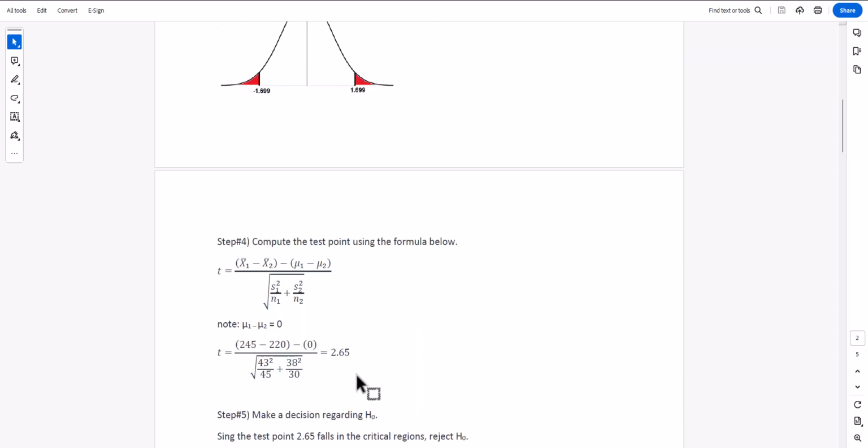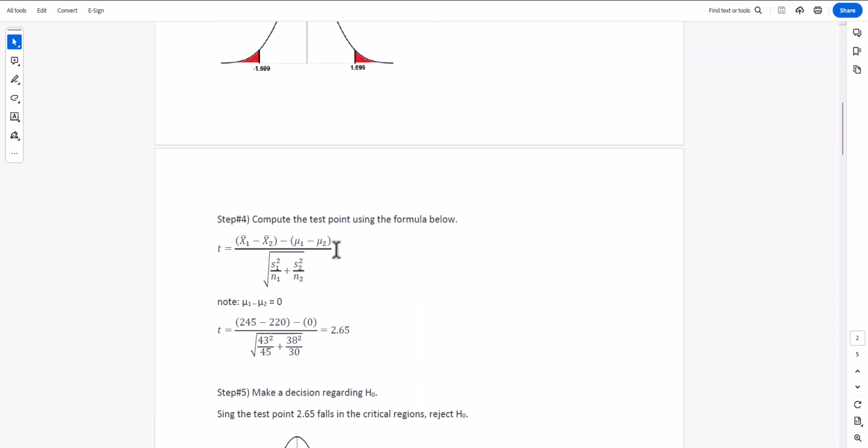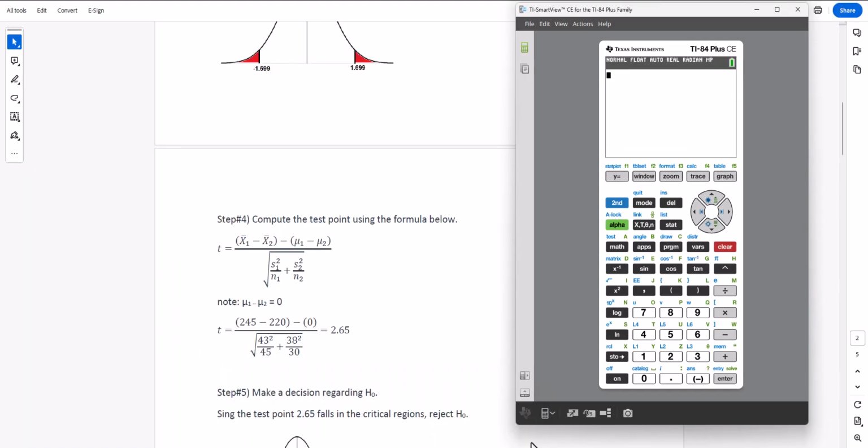Now we compute the test point using this formula. Difference of the sample means minus the difference of the population means, that's 0. So this will be 0, divided by the square root of S1 squared over N1 plus S2 squared over N2, so we plug in our information. Let's key this in the calculator.